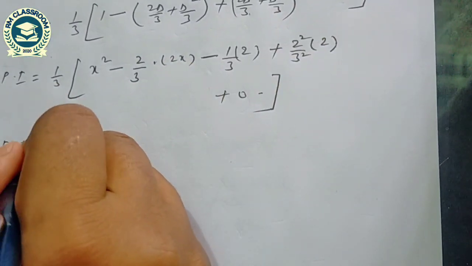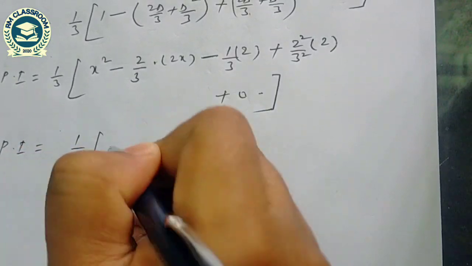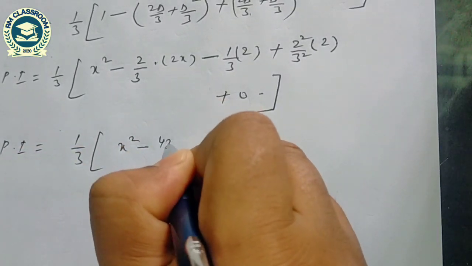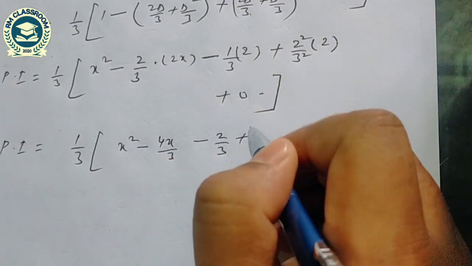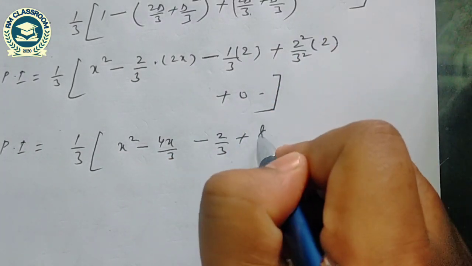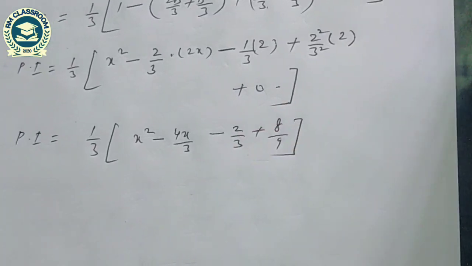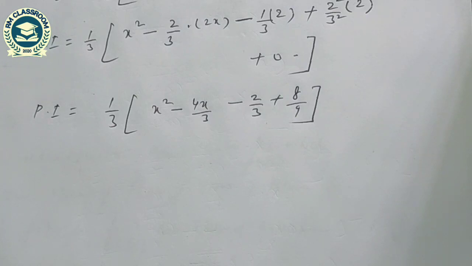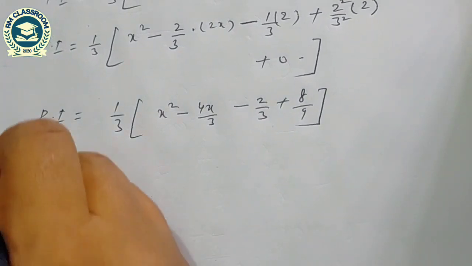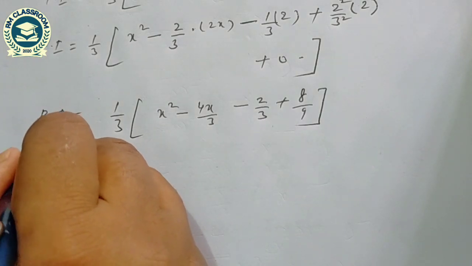So the particular integral is 1 by 3 x square minus 4x by 3 minus 2 by 3 plus 8 by 9. So you can solve this. So this is the particular integral of D square plus 2D plus 3 into y is equal to x square. Next case I am going to discuss, that is case 4.